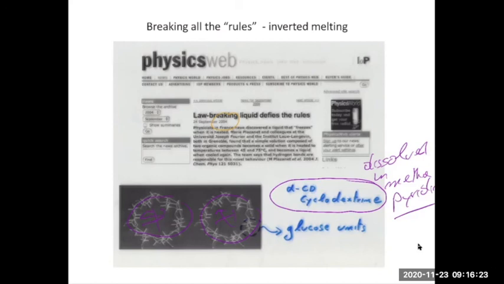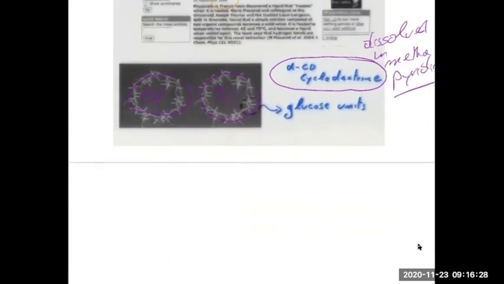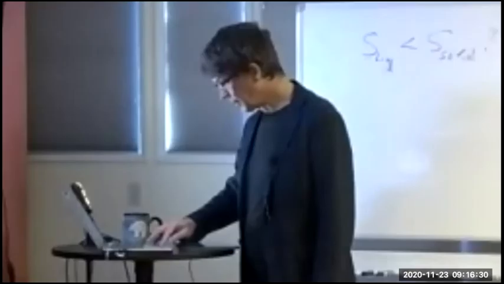So, cool. That was it. That's all I have to say about phase diagrams. Let me stop sharing.